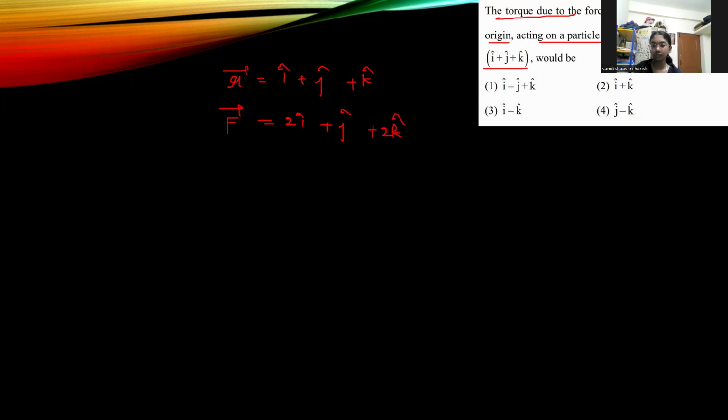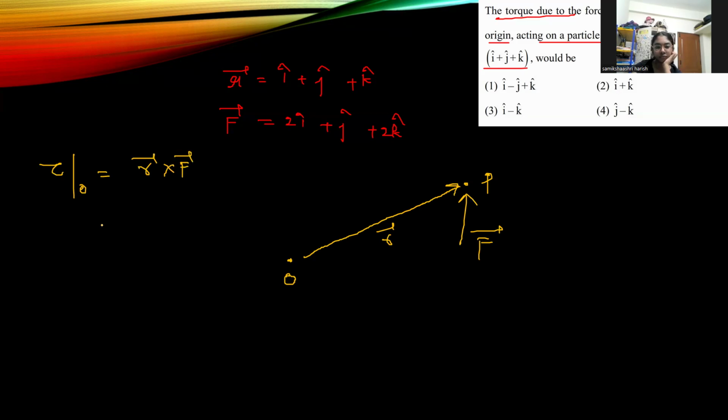Okay. So torque due to this force acting on this particle. This particle is here. With respect to origin, its position vector is this R vector. And force is acting like this. Clear? So simple, torque about this origin will be R cross F. So that will be, what is R? i plus j plus k, cross 2i plus j plus 2k.